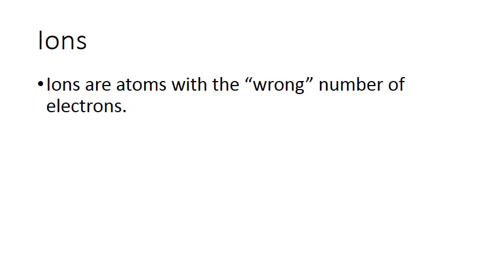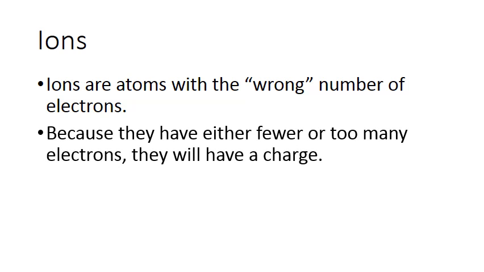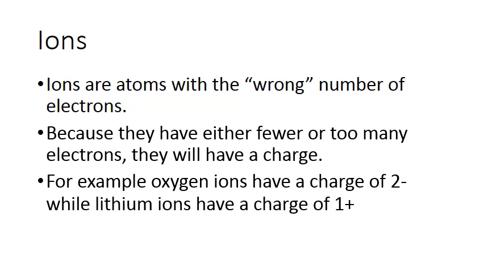All right, next we'll move on to ions. Ions are atoms with the "wrong" number of electrons. Once again, there's no right or wrong here, but they are atoms with an unusual number of electrons, not the normal amount that you would expect. Because they have either fewer or too many electrons, they will have a charge of some sort. Remember, electrons are negatively charged. So if you take away a negative charge, they'll be positive, or if you add a negative charge, they'll be negative. For example, oxygen ions have a charge of 2-, while lithium ions have a charge of 1+.